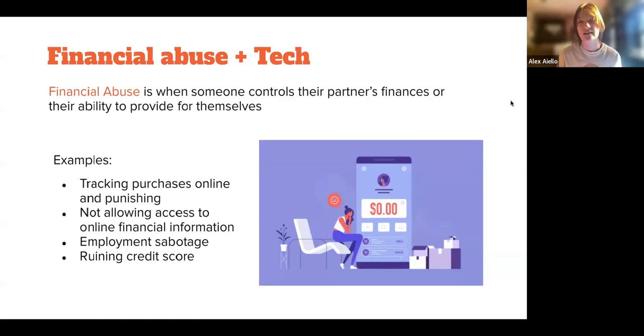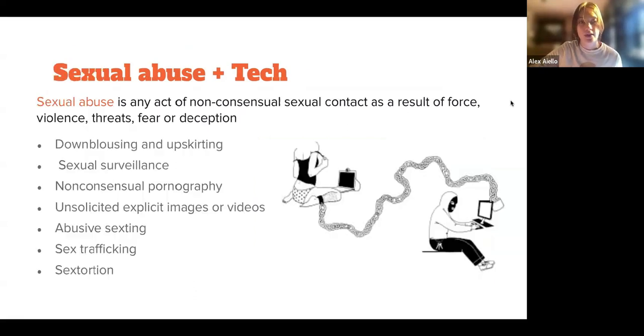With so much of finances happening online now, the impact of technology on financial abuse is increasing, and just something we want to be aware of when we're doing online banking. Then we have sexual abuse that can take place on technology. So just defining sexual abuse, it's any act of non-consensual sexual contact as a result of force, violence, threats, fear, or deception. So we may think of sexual abuse only in a physical, like in-person sense, but in fact, it can happen online as well, because it's a form of sexual contact. So these are some examples of sexual abuse on technology.